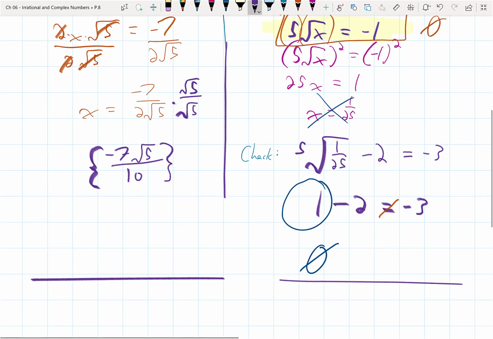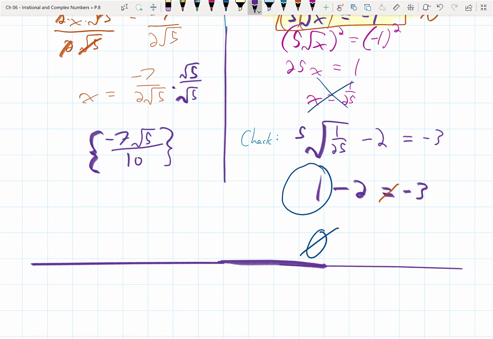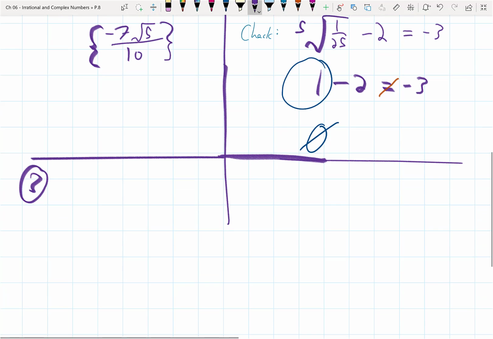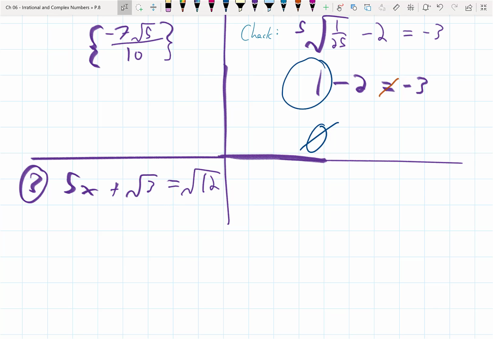Let's draw it here. Let's go 5x plus root 3 is equal to root 12. And underneath that, I'm going to write the word linear, because this is a linear equation. There is no root x. And the first thing that I probably should do is actually just take a second and rewrite this as 5 plus root 3 equals.